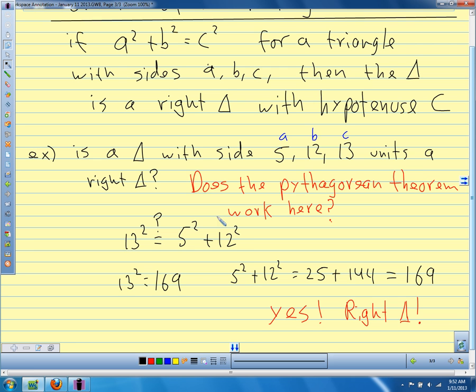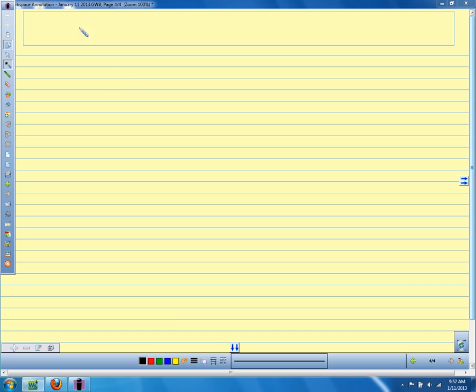Questions on that one? All right, the last thing we want to figure out today. If it's not a right triangle, if the Pythagorean theorem doesn't work, what kind of triangle is it? Is it obtuse? Is it acute? If the Pythagorean theorem doesn't work with our side lengths, what kind of triangle is it? For that, we are going to use the Pythagorean inequalities.